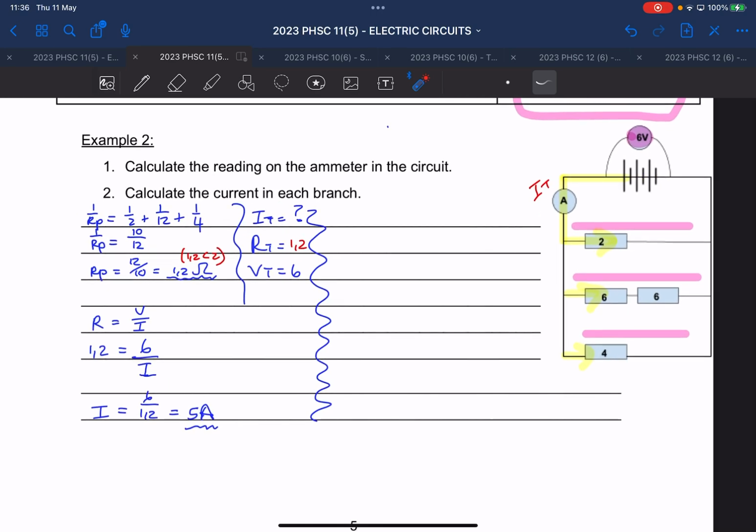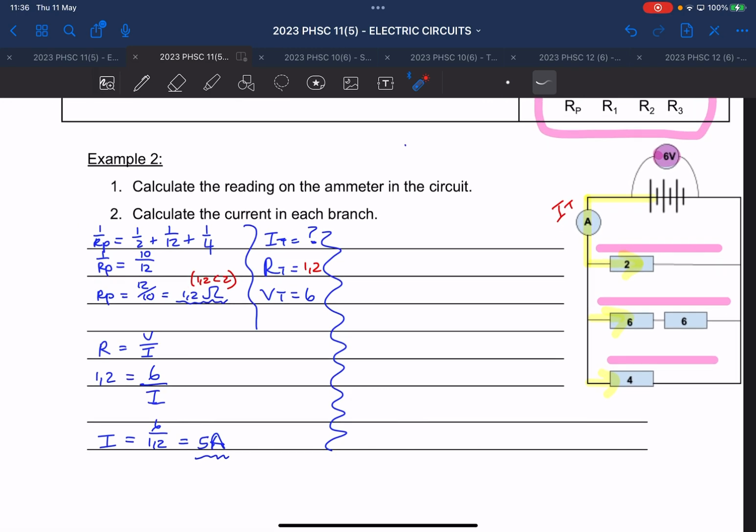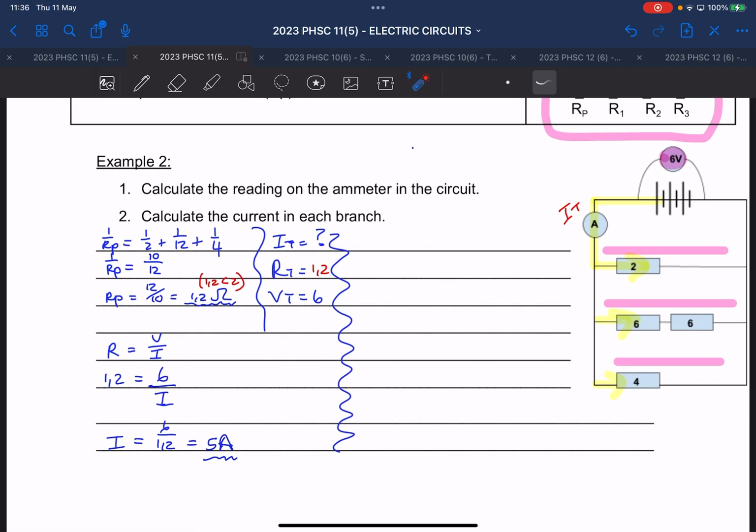Alright, so we are on page 5. We first calculated the total current in the circuit because that's the reading on the ammeter. Now they ask, what is the current in each branch? So of that 5 amperes walking there, how many go through?